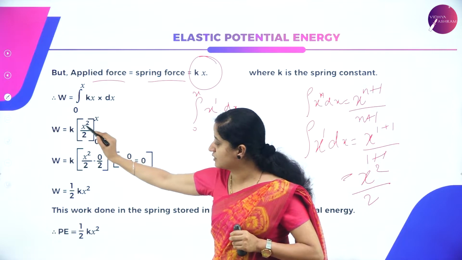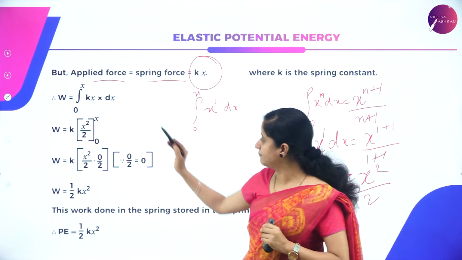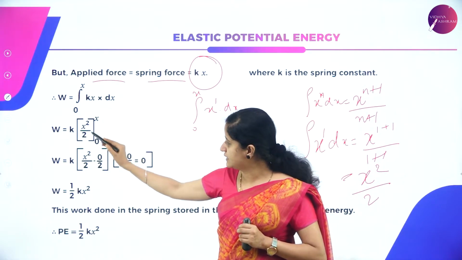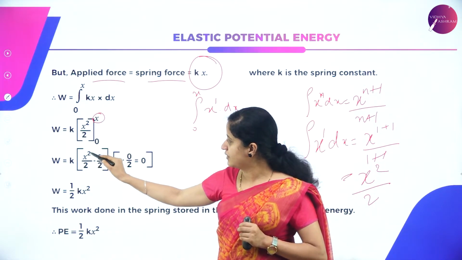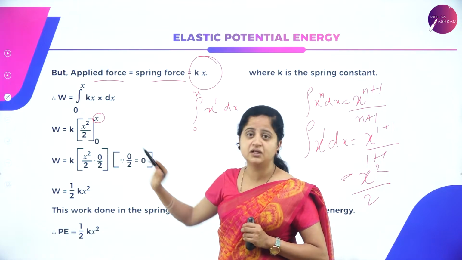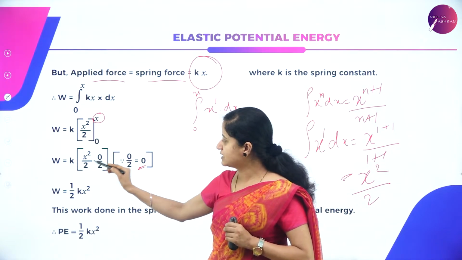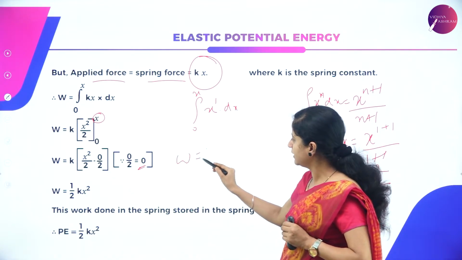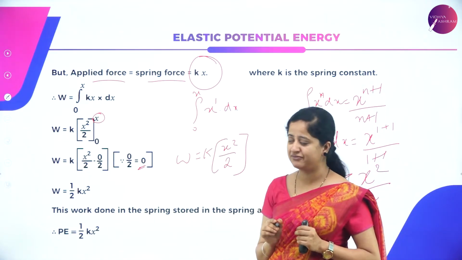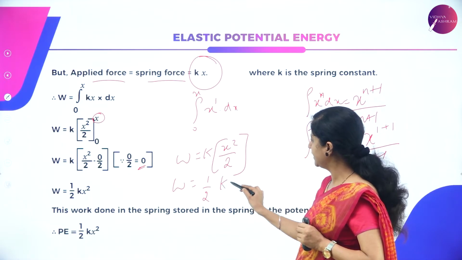We have to apply the limits now to the variable, and the limits are 0 and x. While applying limits, we all know it is upper limit minus lower limit. In the place of the variable, I am substituting the upper limit first, and the upper limit is x only. So we get x squared divided by 2 minus, in the place of the variable, we substitute the lower limit, so it is 0 divided by 2. 0 by anything is 0 and we remain with x squared divided by 2. So W is equal to k into x squared divided by 2 is our expression after simplification, and we can write this as W is equal to, taking 1 by 2 outside, k into x squared.